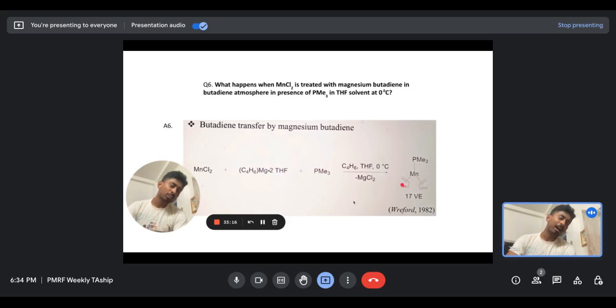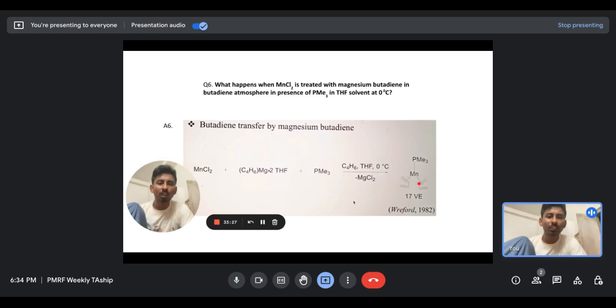So now you can count the total electrons of this species. PMe3 is a 2 electron donor. Both of these 1,3-butadiene compounds are 4 electron donors. So 2 plus 4 plus 4 is 10, and manganese is a d5 4s2, that is 3d5 4s2 system, so it's a 7 electron species. So 10 plus 7 is 17. So it's a 17 valence electron system, which actually remains coordinatively unsaturated because 18 electron fulfillment has not happened here.